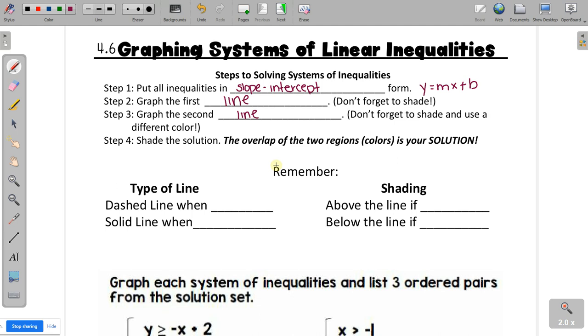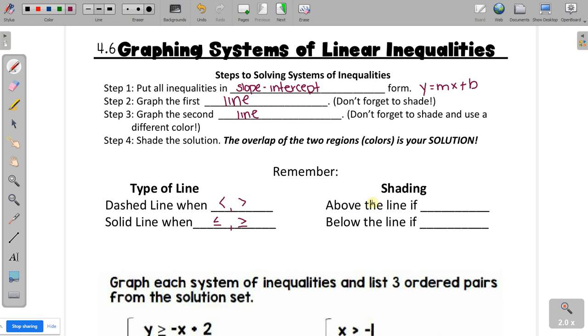So things to remember. Types of lines, we are using a dashed line when it's a less than or greater than, and a solid line if it's an equal to. So less than or equal to or greater than or equal to.